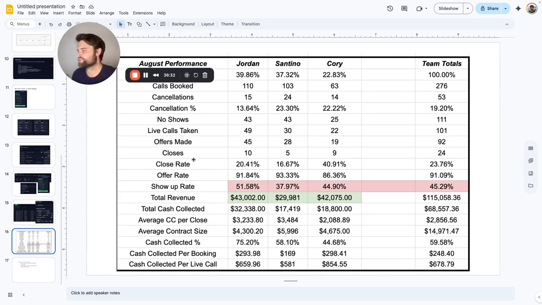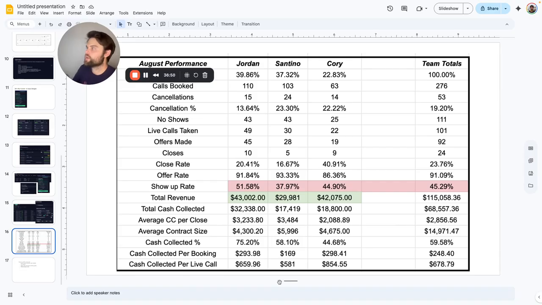The 2 most important metrics, more so than close rate, that I'm looking at are cash collected per booking and cash collected per live call, okay? Close rate is a bit of a vanity metric. You can have very, very low average cash collected rates and a high close rate, and that's still losing your business money.